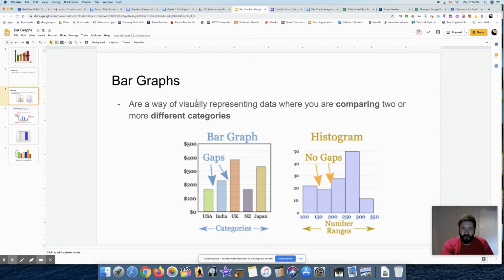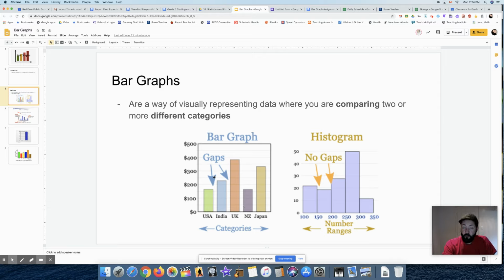Bar graphs are a way of visually representing data where you are comparing two or more different categories. Okay, so for example, I've seen a lot of bar graphs used for comparing average daily income in different countries, like this one here.